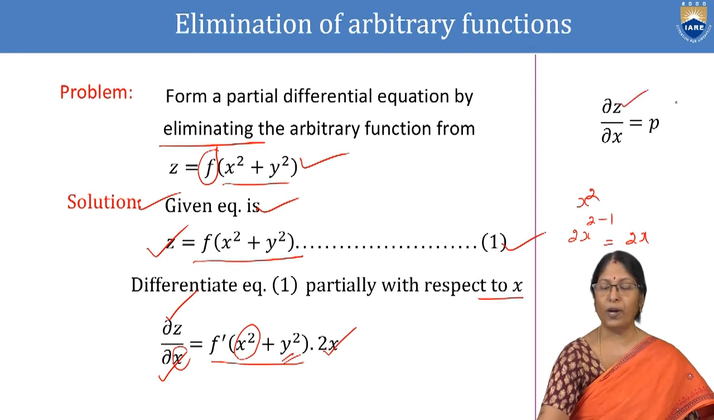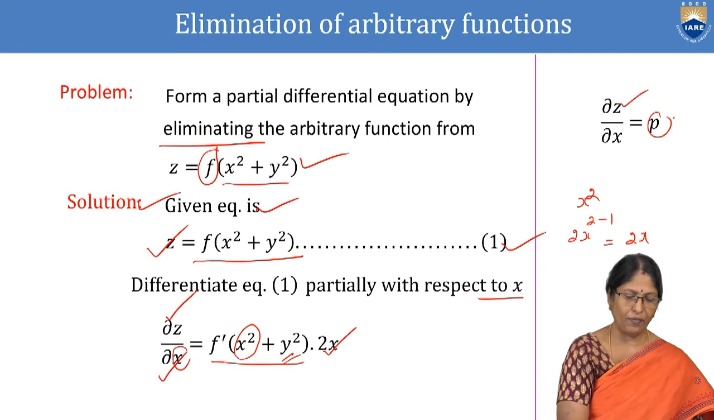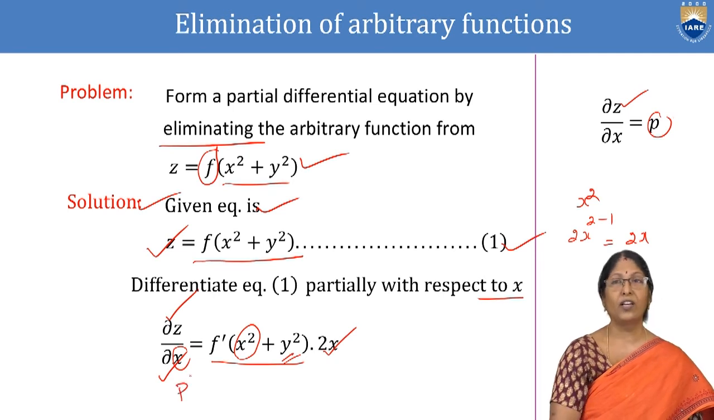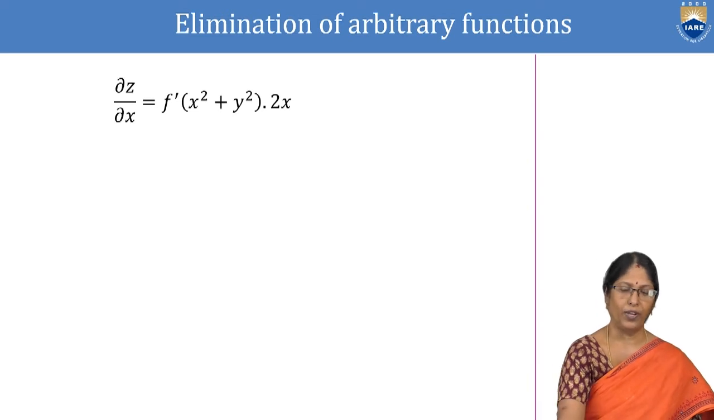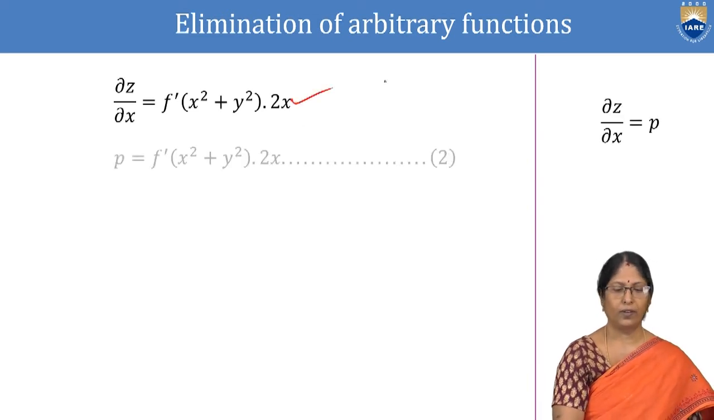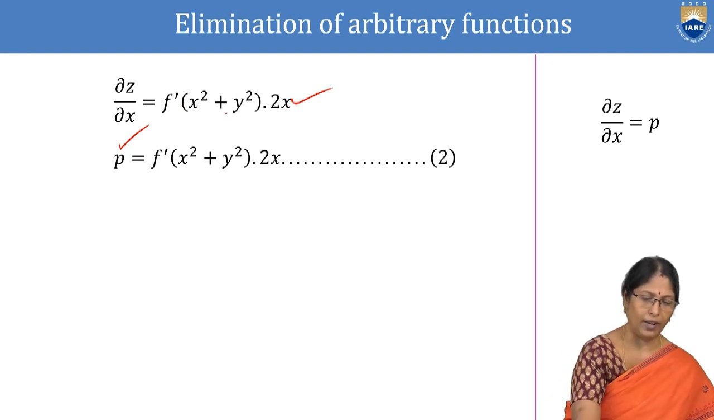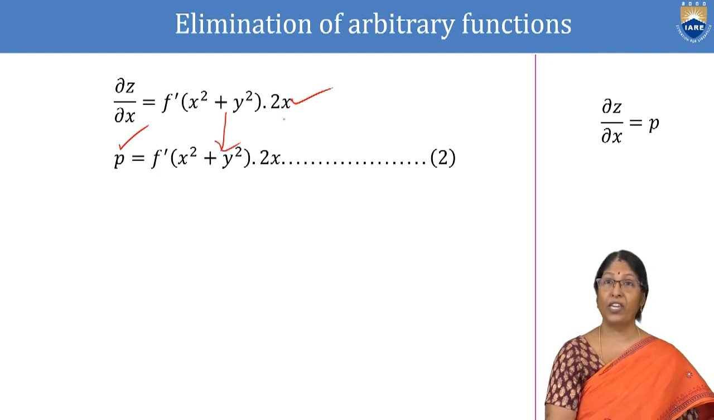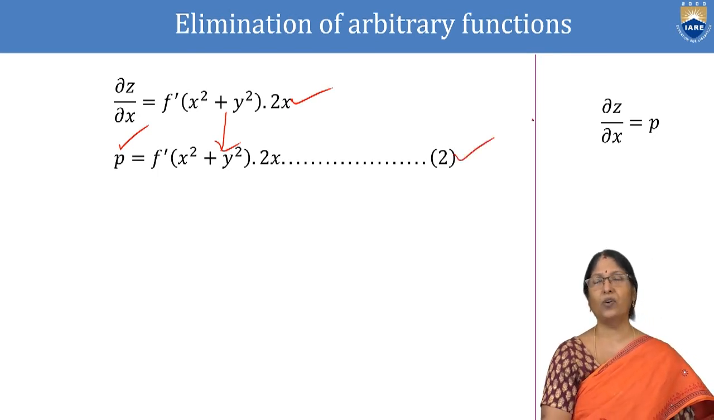And dou z by dou x, the notation is small p. So the left side we can write small p also. So we wrote the left side as small p, and the given equation, we named it as equation 1. This we are naming as equation 2.